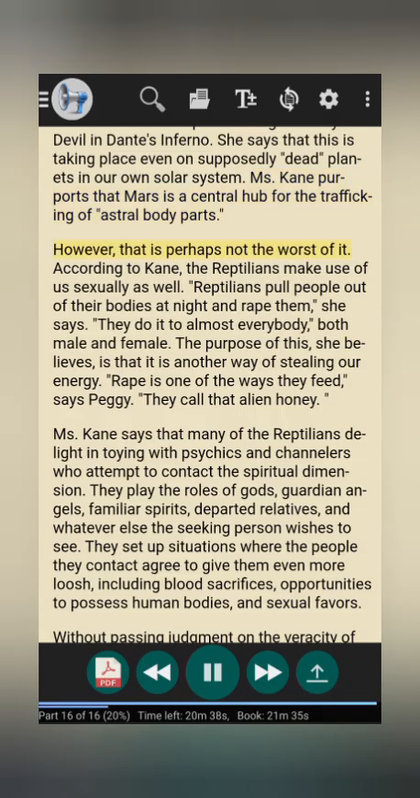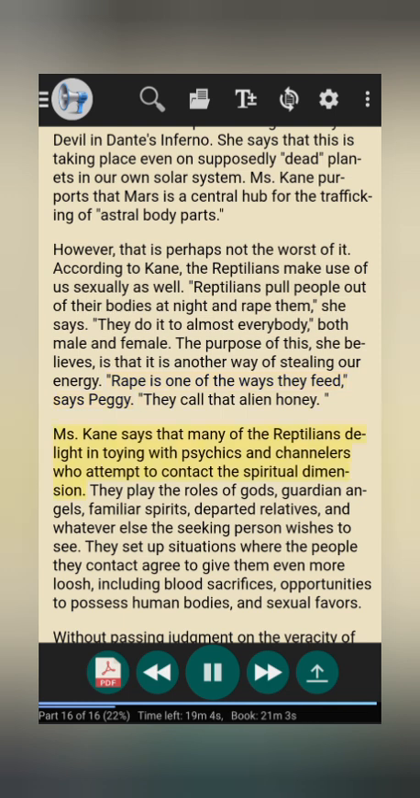However, that is perhaps not the worst of it. According to Kane, the reptilians make use of us sexually as well. Reptilians pull people out of their bodies at night and rape them, she says. They do it to almost everybody, both male and female. The purpose of this, she believes, is that it is another way of stealing our energy. Rape is one of the ways they feed, says Peggy. They call that alien honey.